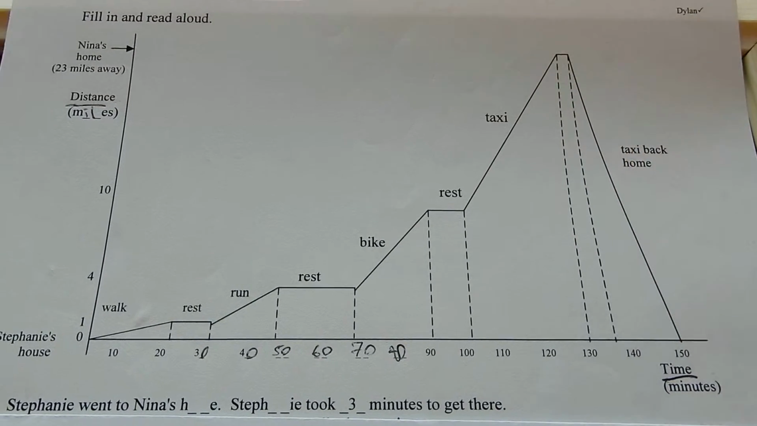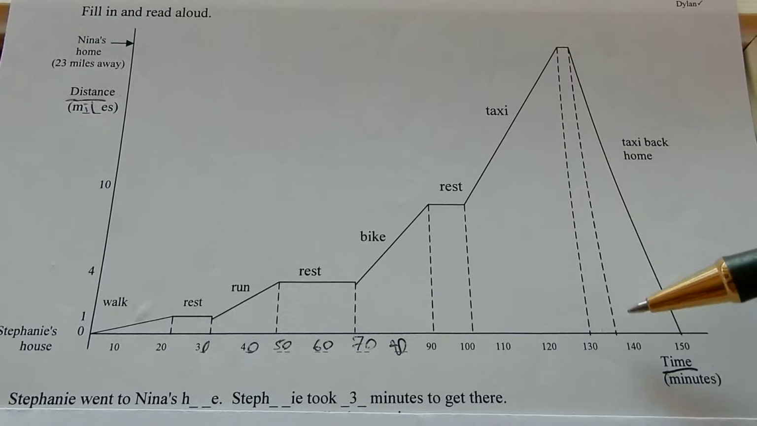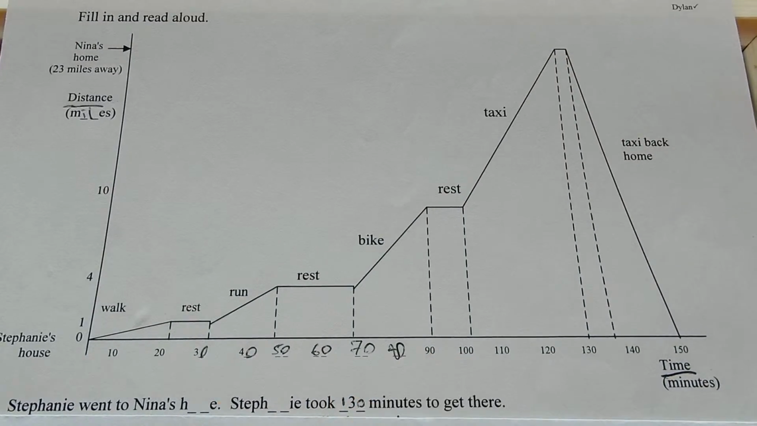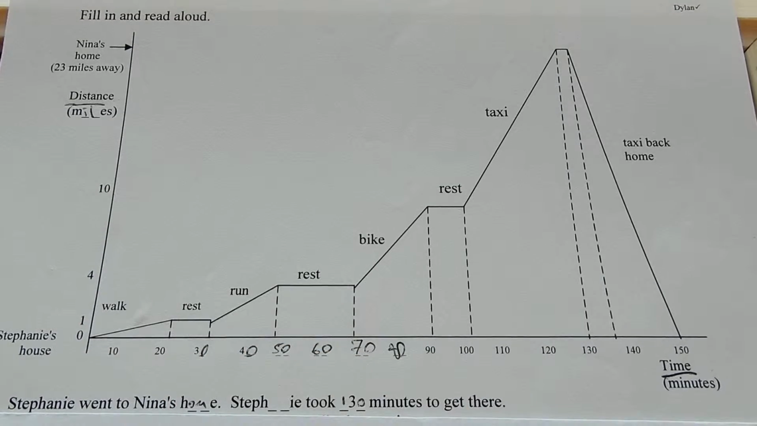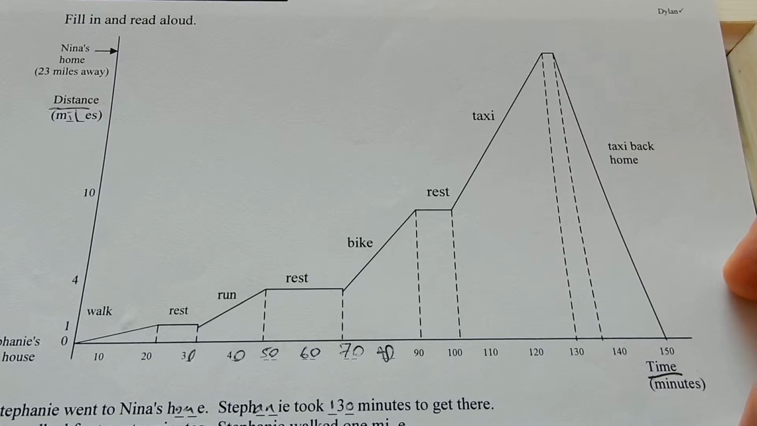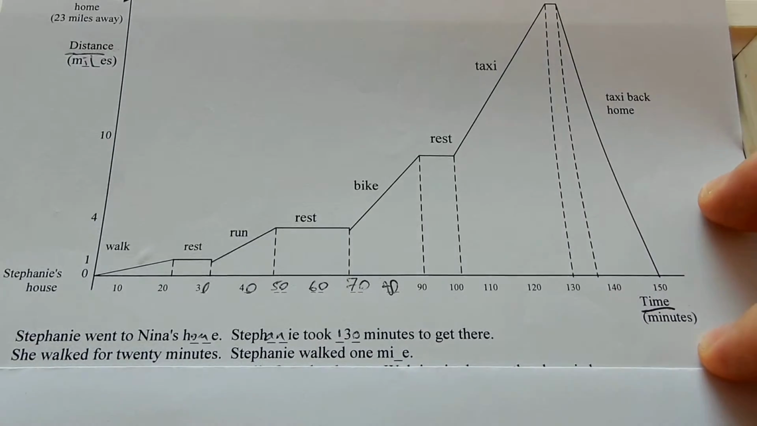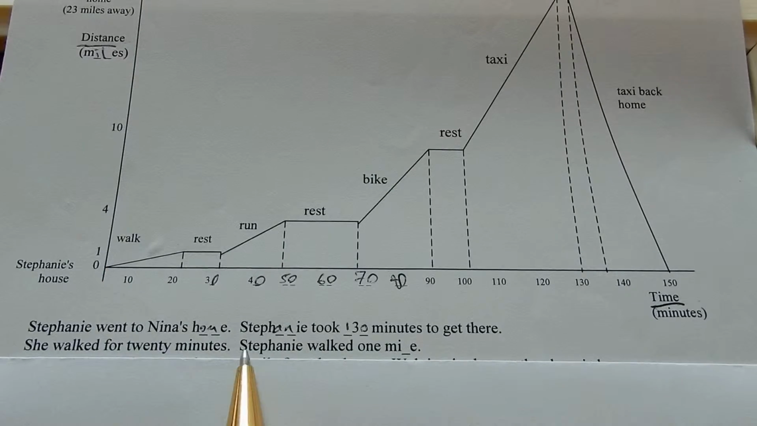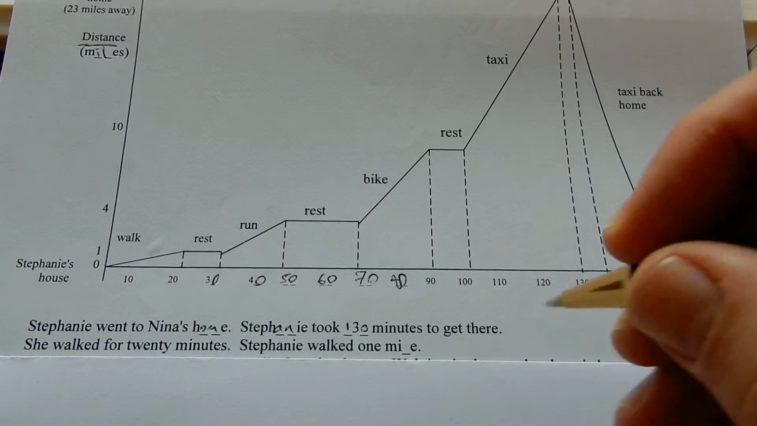How long did she take to get there? So she first arrived after 130 minutes. Next one. She walked for 20 minutes. Yeah, that was the walking. Stephanie walked 1 mile.